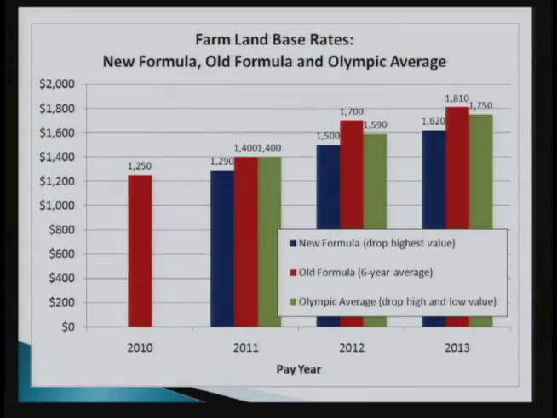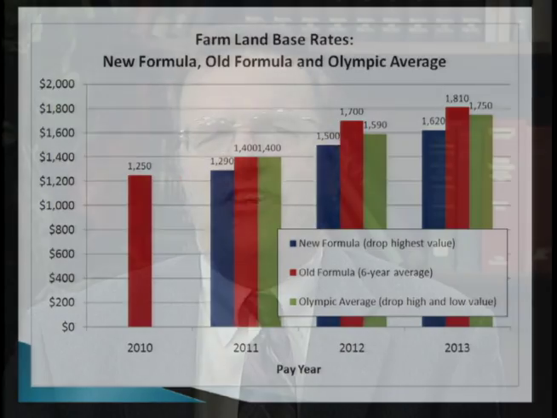Well, when we move on to 2012, for tax bills in 2012, as you can see, the base rate that we're expecting to see is $1,500, and the base rate would have been $1,700 without the Senate Bill 396 change. The Olympic average would have produced $1,590. And for taxes payable in 2013, we're expecting the base rate to be $1,620, and the base rate would have been $1,810 had the 6-year average not been changed. The Olympic average would have produced $1,750.